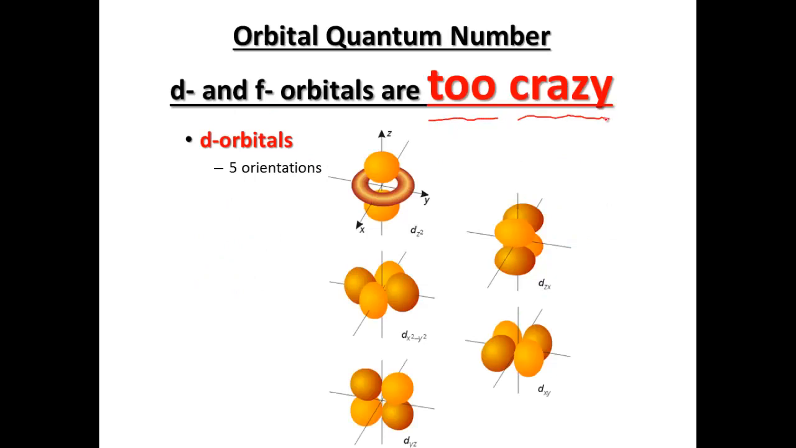drawing them out. Here are what the d orbitals actually look like, even though we're not going to draw them in. What you need to know about the d orbitals, just to write down: d orbitals have 5 orientations, and they can fit a total of 10 electrons in the d orbital. So 10 electrons total can fit in the d orbital. That's what you need to know. You don't need to worry about the pictures.